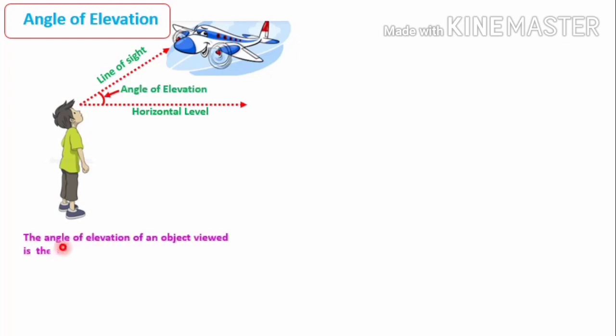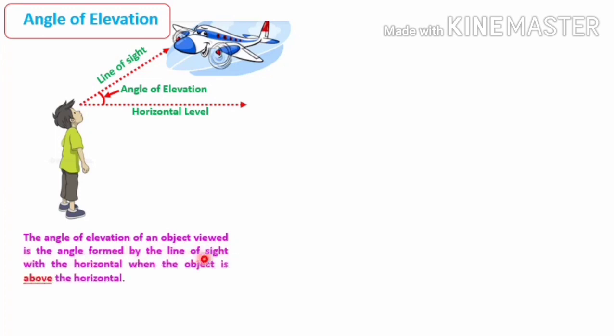So, the angle of elevation of an object viewed is the angle formed by the line of sight with the horizontal when the object is above the horizontal. Remember this word, above the horizontal. Angle of elevation will be formed when the object is above the horizontal, or simply, when the object is above our eye level.